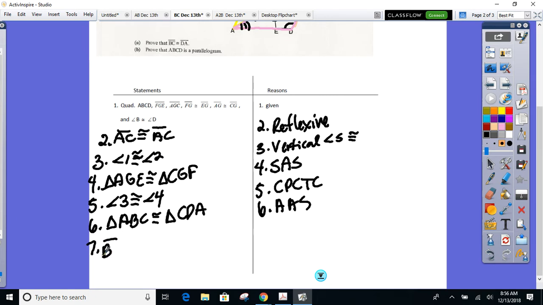Everyone doing all right? We're going too fast. We all right? Just got to make sure. BC and DA, because this is, as you can see, it wasn't the easiest proof, and we're still not done.